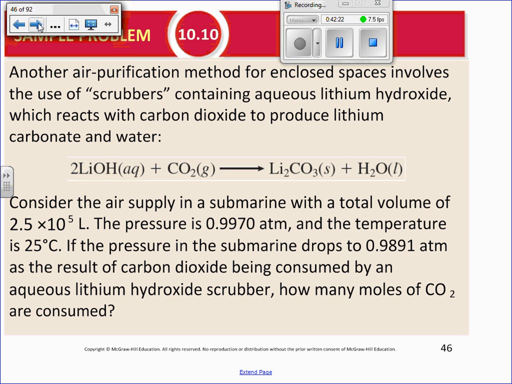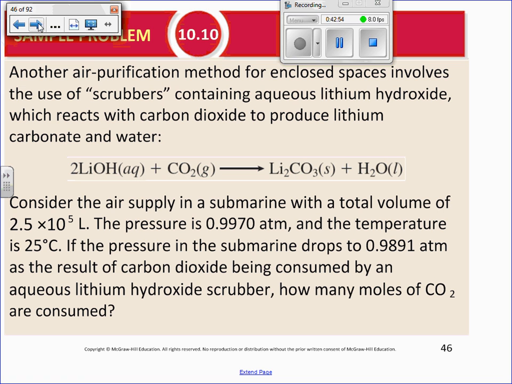So here they're using a submarine. The submarine has a total volume of 2.5 times 10 to the 5th liters. Obviously, it's a big container. The pressure is a little bit less than atmospheric pressure. The temperature is room temperature. If the pressure in the submarine drops to 0.981 atmosphere as a result of carbon dioxide being consumed, how many moles of CO2 are consumed?